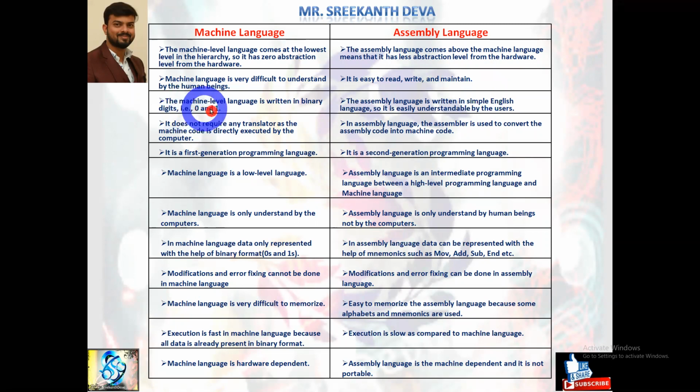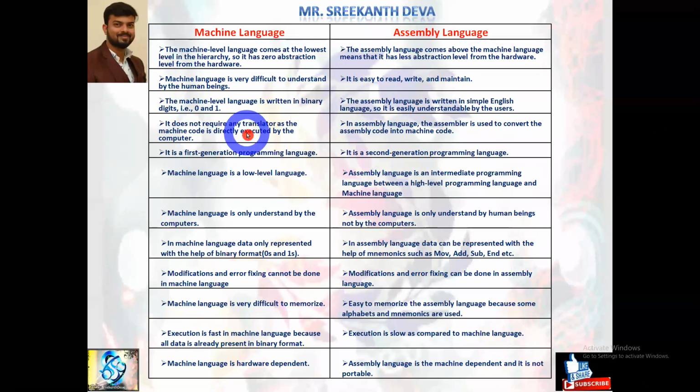Next point, the machine level language is written in what? Binary digits, zeros and ones. The assembly level language is written in what? Simple English language like mnemonics, so it is easily understood by the user. Machine level language does not require any translator, as machine code is directly executed by the computer, because in machine language we are not using any language translator. Directly the machine understandable code we are instructing to the machine.